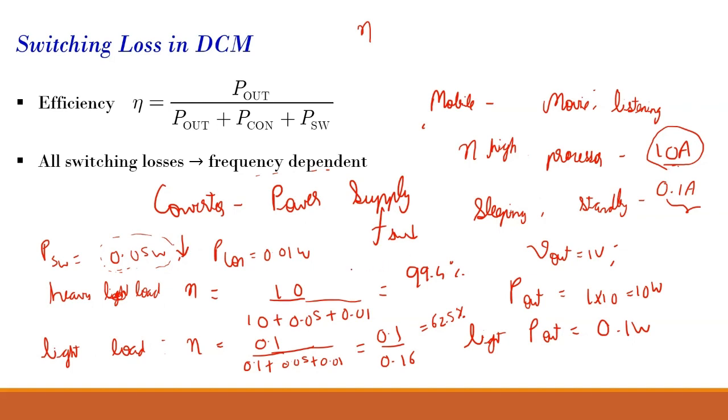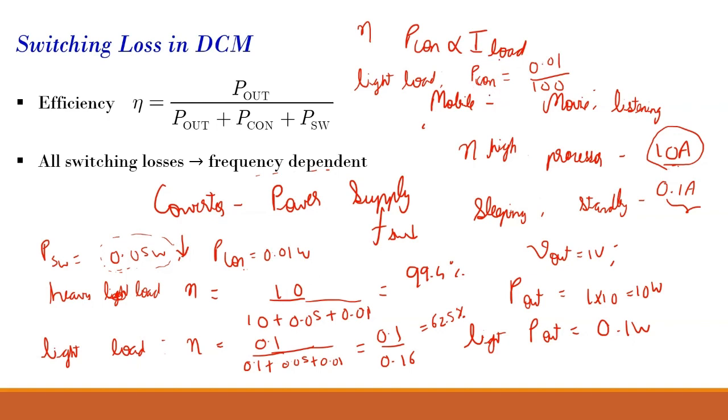One more thing I forgot to mention is my conduction loss depends on my load current. In this case, my conduction loss will be 0.01. But in the light load case, you can assume my conduction loss will reduce. The load is reduced by 100 times, so this also will reduce by 100 times, so it will be like 0.01 divided by 100. My conduction loss is dependent on my load current, and it will reduce at light load.